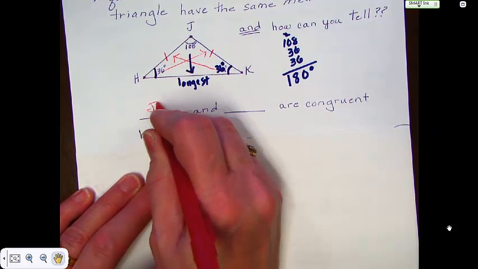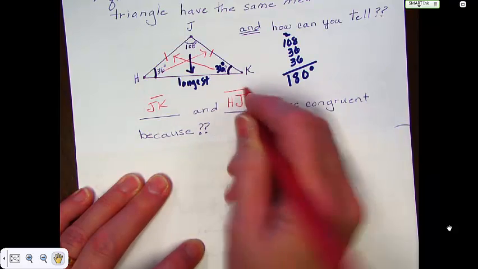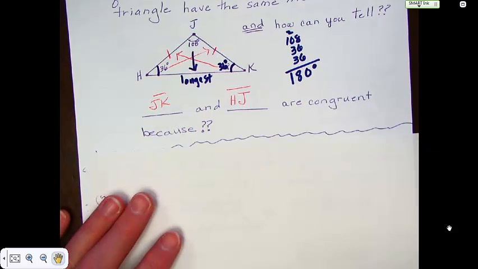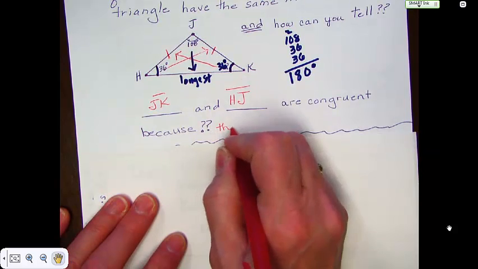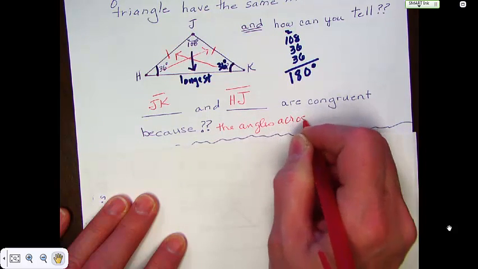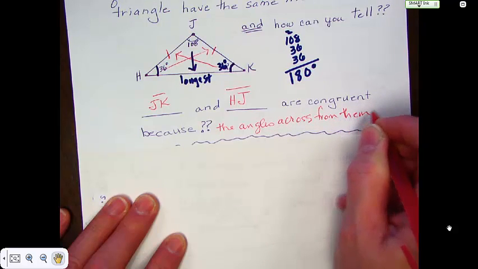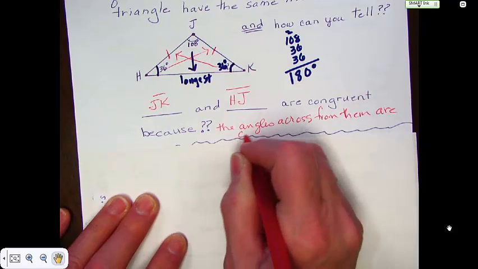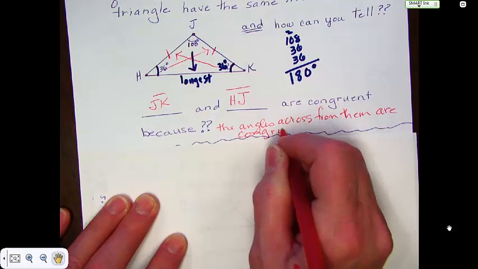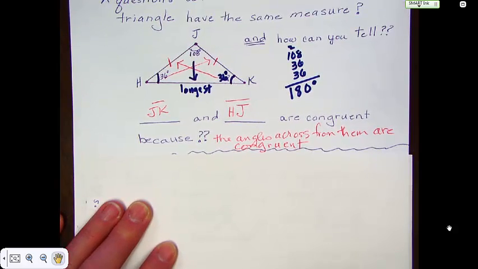So JK and HJ are congruent because the angles across from them are congruent, meaning equal. Okay? Very important that you're able to explain that.